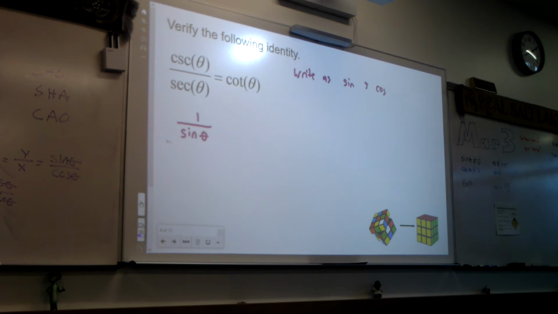Keep going. What about secant? Yeah. And what about cotangent? Are you still with me? It's cosine over sine, because tangent is sine over cosine. So we just flip that over. So this is cosine over sine. Are you okay with that? Thanks, Brenda, for your help. So what we've done is we got it in terms of sine and cosine.